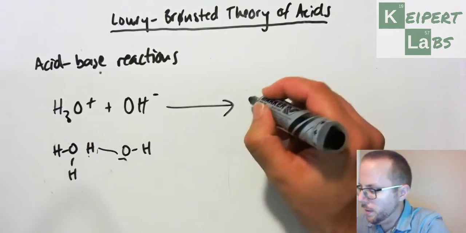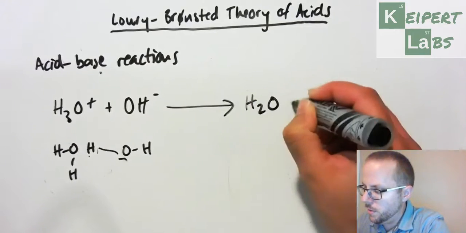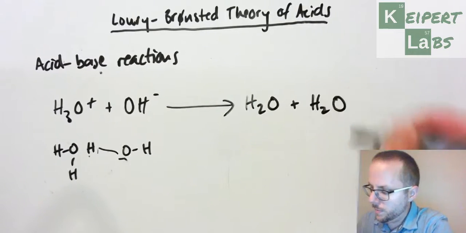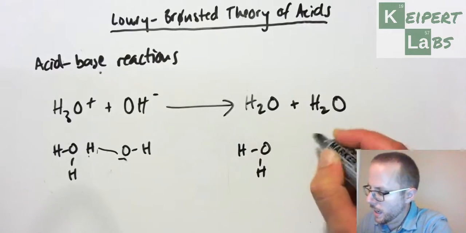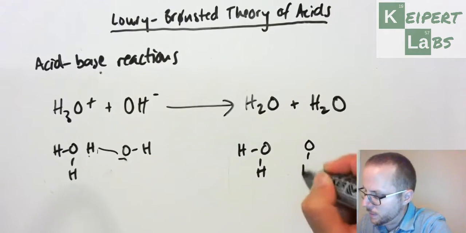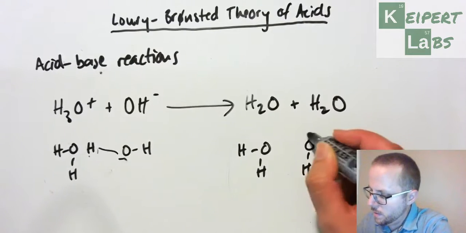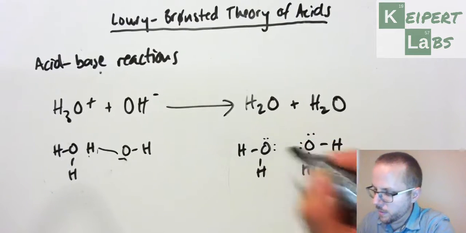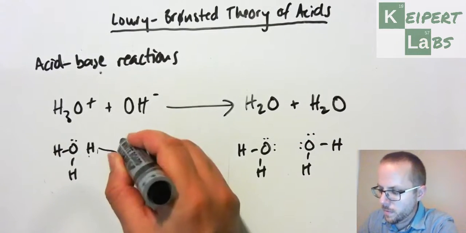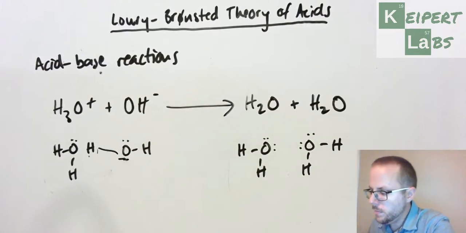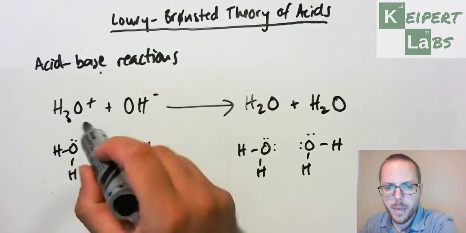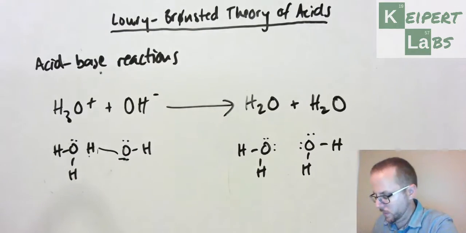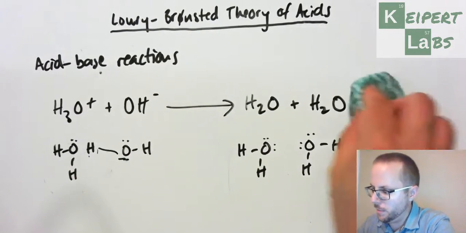And so what we end up with is two water molecules, looking like this and like this, with our lone pairs of electrons. So what we've done is transfer a proton from an acid to a base. Okay, let's have a look at some other examples.